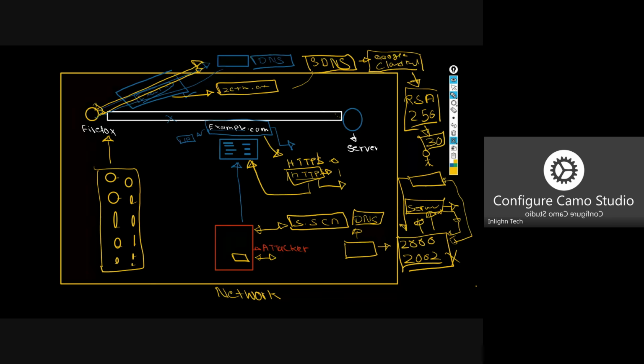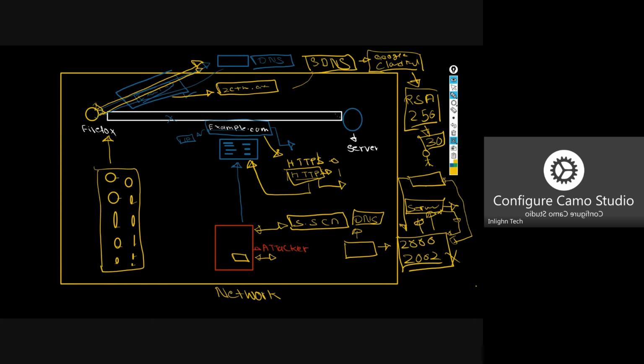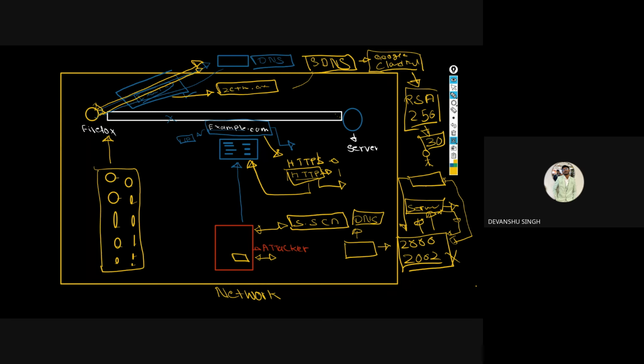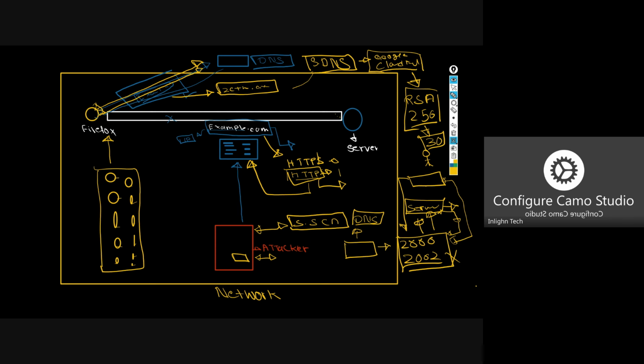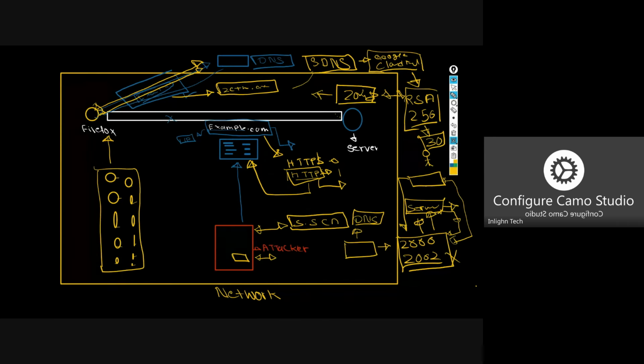But nowadays aren't we using 2048? Yes, we are using RSA also. RSA 2048, sir. Yes, we are using RSA also. It depends. RSA 2048 is an encryption algorithm with a 2048-bit key size. Yes, we are using this also, but it again depends on the server.